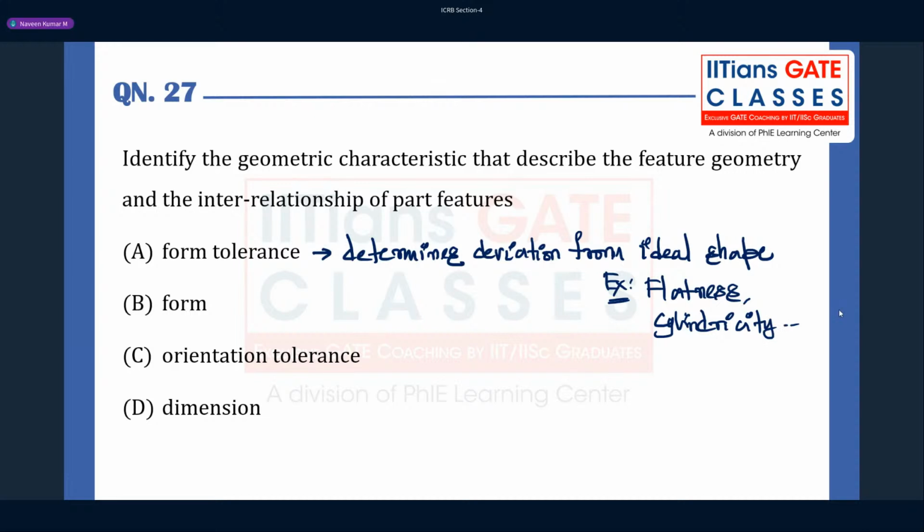Next is form. What is form? Form simply refers to the shape. Form means the shape. It's a simple shape. So how will a simple shape describe the feature geometry and interrelationship of the parts? It won't say anything about that.